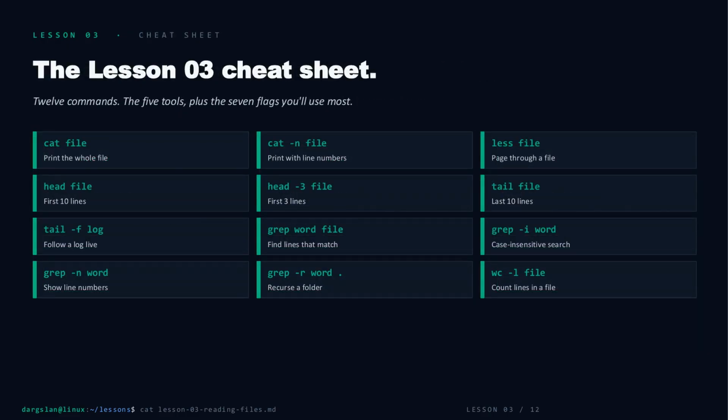Here's your whole lesson on a single screen. A cheat sheet to keep nearby while the muscle memory builds. 5 tools across the top. cat for the whole file, less for paging, head and tail for the ends, grep for the search. Then the flags that do most of the heavy lifting. -n for line numbers, -f to follow, -i to ignore case, -r to recurse. Screenshot this one. You'll come back to it more often than you'd think.